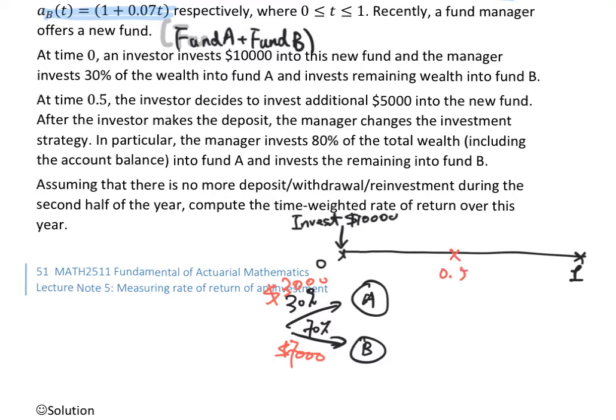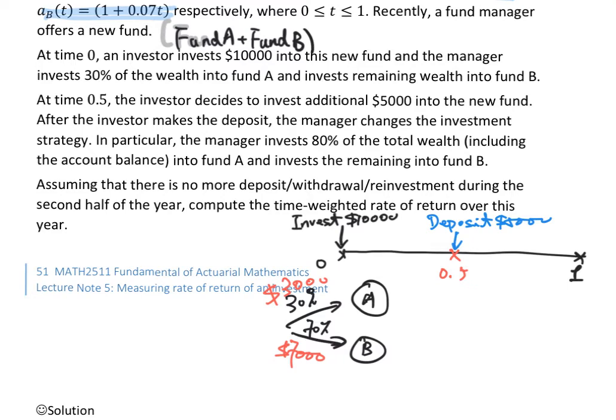Okay, now then at time 0.5, the investor is going to increase his investment amount. In particular here, he will make an additional deposit of $5,000. After he deposits $5,000, what the manager tries to do, at the same time, is also change his investment strategy.